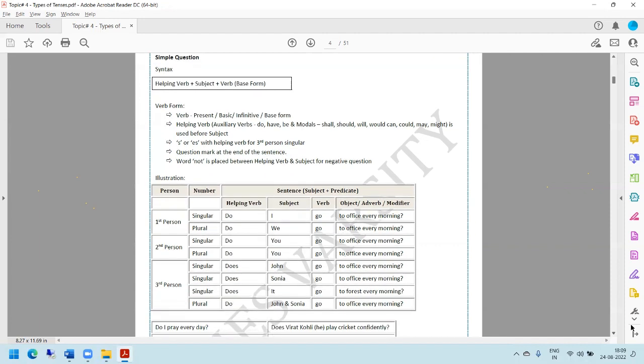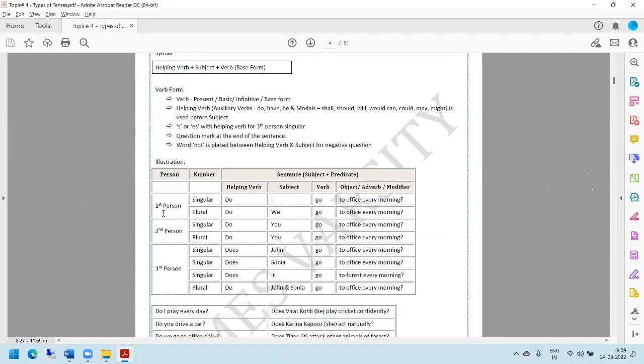Now, example, first person singular. You see the simple question: do I go to the office every morning? So this is a simple question.